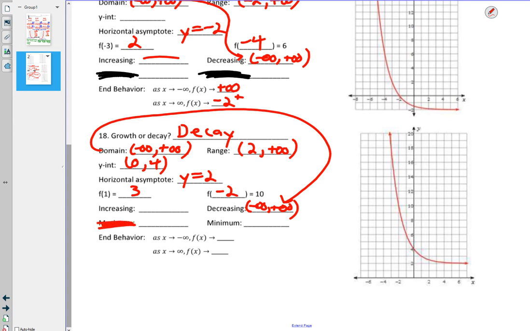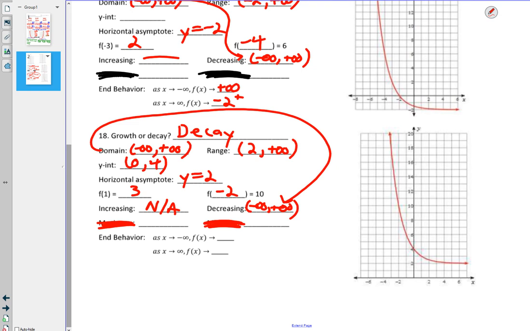Don't worry about maximum, minimum. If you want to put something here with increasing, just put NA or none. What does NA mean? Not applicable. Like it does not apply. This is not increasing anything.